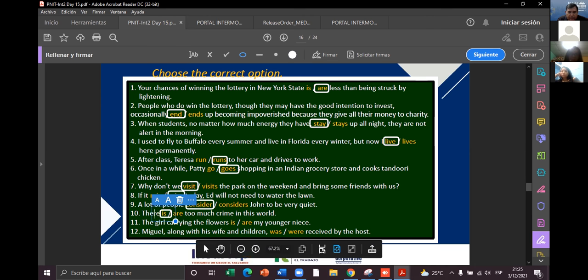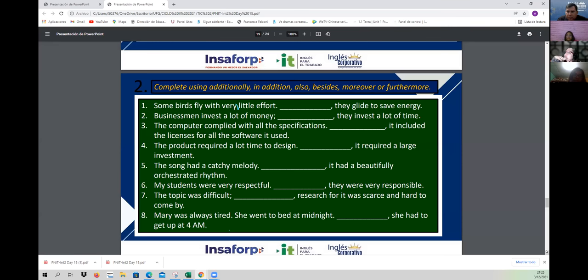Thank you. Okay. Additionally, in addition, also, besides, moreover, and furthermore. What do you say, sorry? In the new activity, the number 19, complete using additionally, in addition, besides, moreover, and furthermore. Some birds fly with very little effort. They need to save energy.